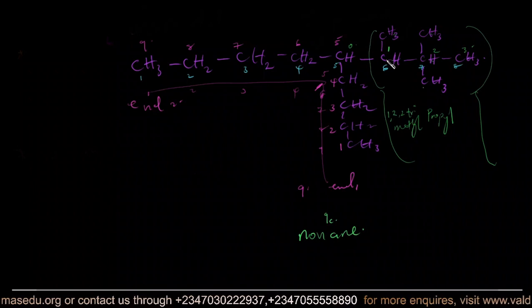So the name altogether now is 5, 1, 2, 2 trimethylpropyl nonene. So don't forget, whenever you have a complicated substituent, you have to start another numbering, then you add everything together to get the correct name. Okay, thanks for listening.